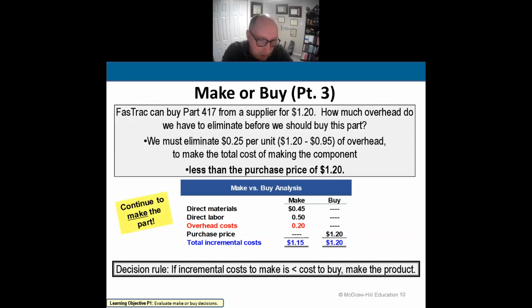So how do we decide? If the incremental cost to making the product is less than the cost of buying it, we will continue to make the part.